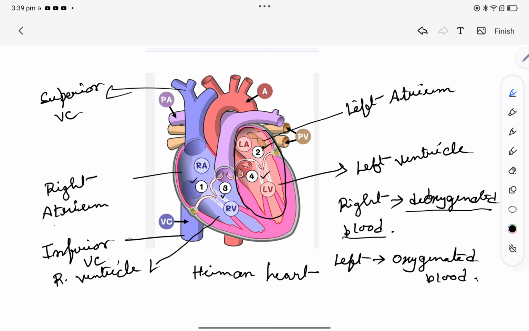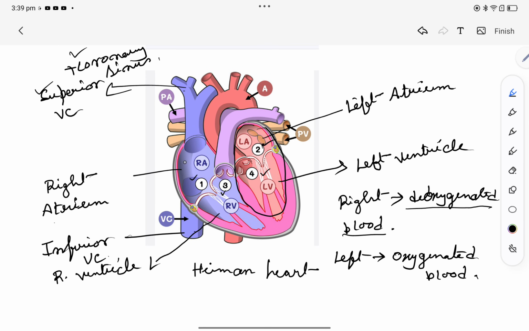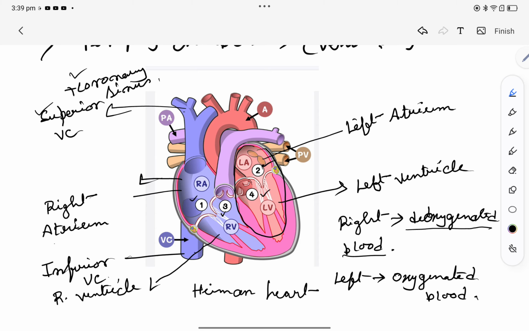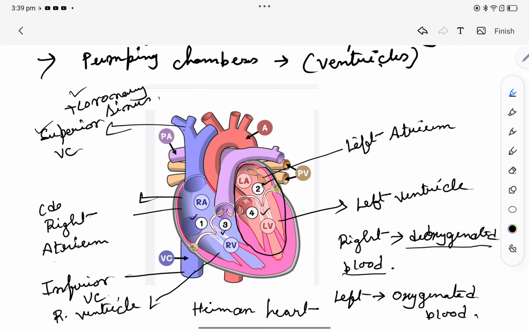So by superior vena cava, inferior vena cava, and coronary sinus. Okay. Through these channels, right atrium receives deoxygenated blood. Okay, so the blood that is received by right atrium is always deoxygenated. Fine. Now, once the blood entered the right atrium, it needs to do what?